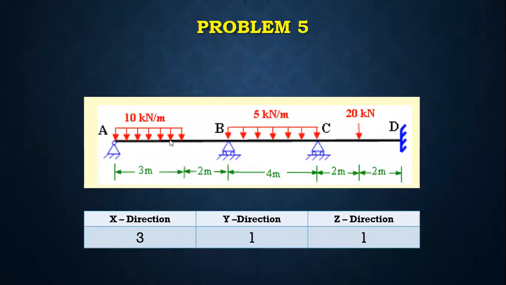Here the number of grid lines required along the x direction is 1, 2, 3 and 4. This is not 3, this is 4. So 4 are required along the x direction. The y direction is 1 and the z direction is 1.